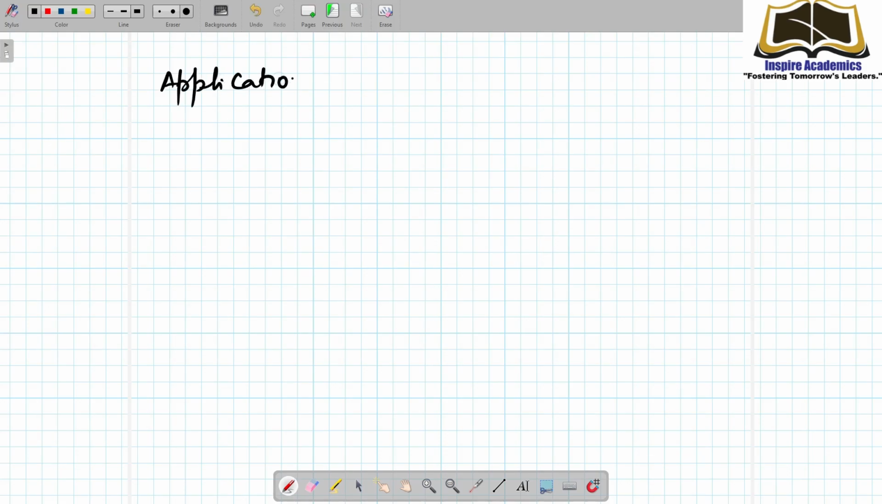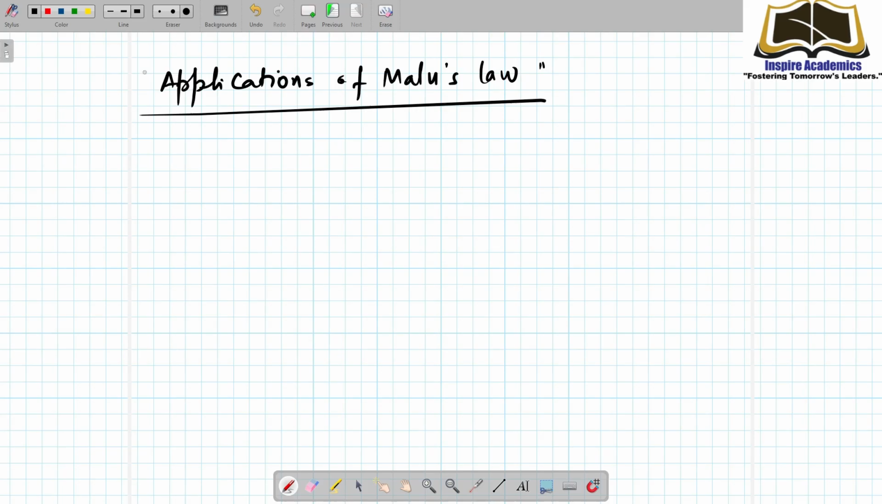Application of Malus law. So whatever theory we have learned, let us learn how to really practically apply it. Let me give you a question and then try to solve it on your own.